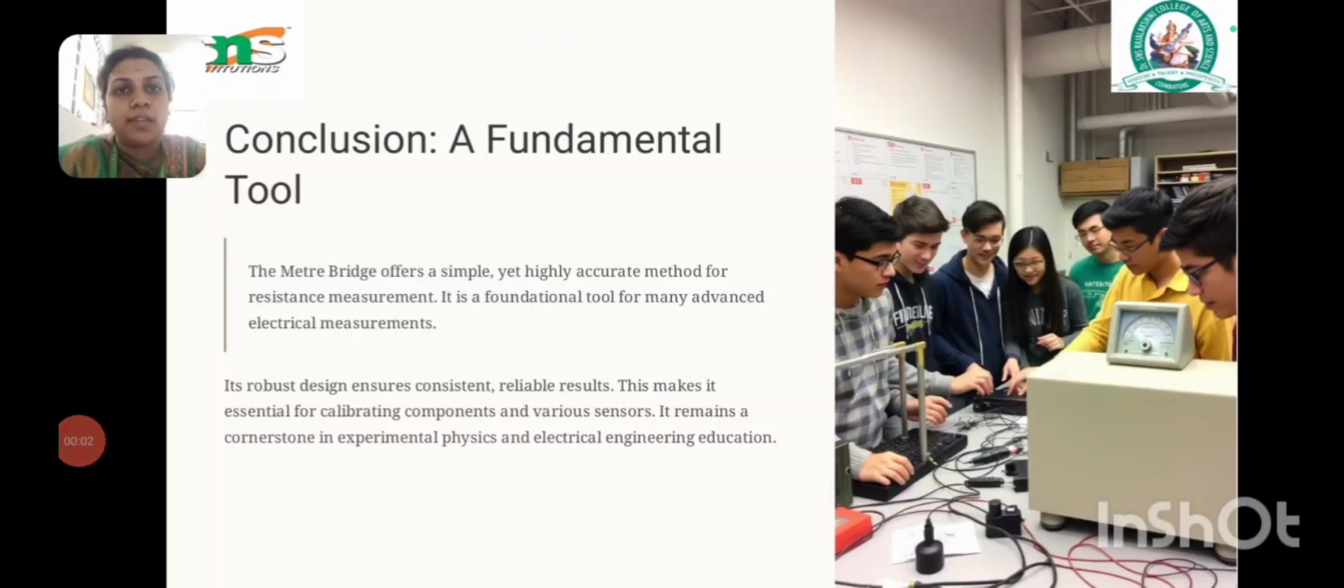By adjusting the jockey, the balancing point was found. The lengths on either side were measured, and the values of P by Q equals R by S are found using the Wheatstone bridge equation. So the meter bridge offers a simple yet highly accurate method for resistance measurement. It is a fundamental tool for many advanced electrical measurements, and it remains a constant in experimental physics and electronic engineering education. Thank you so much for watching.